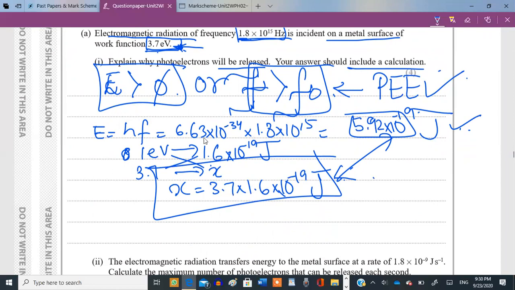Wait, is that the answer to the first part or the second part? Second part. Oh, wait.